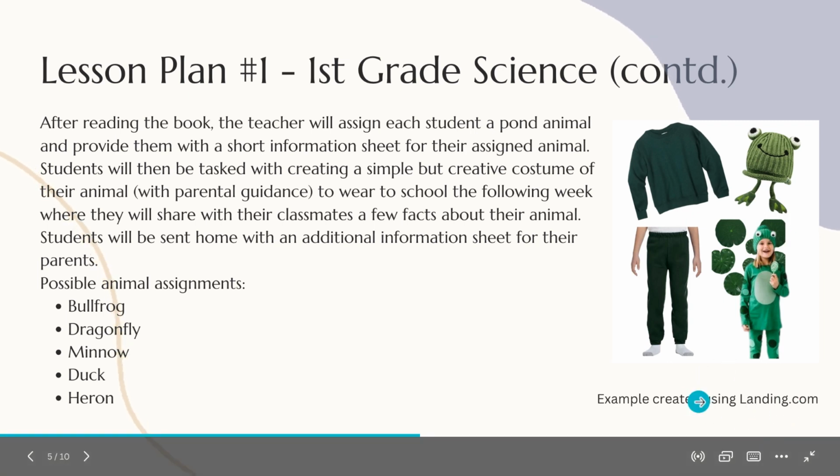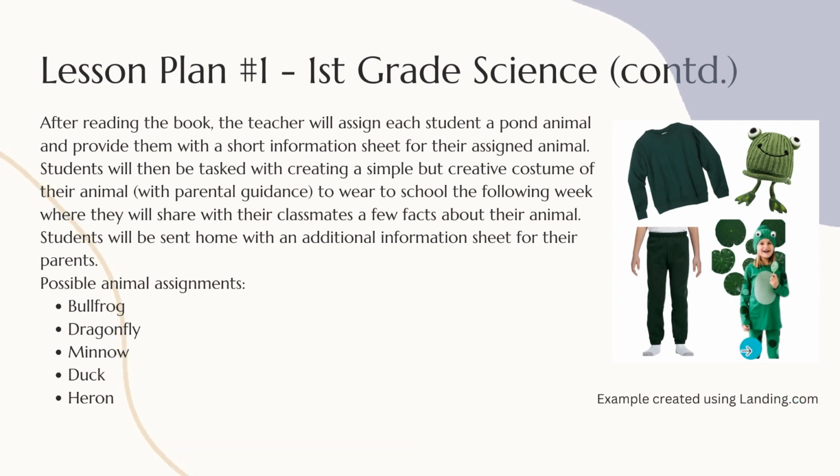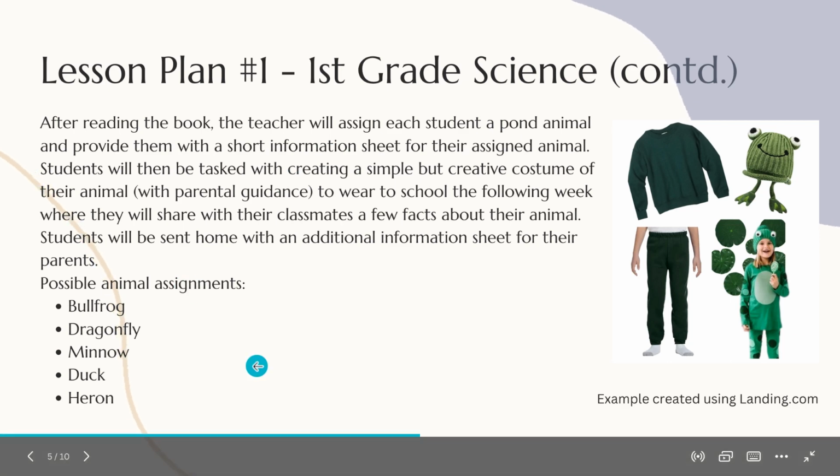So using the Landing collage creative website, I created this collage of a possible bullfrog costume that a child can make with their parents. And I decided to provide my students with a short information sheet because at first grade, they're not quite at the level to conduct their own research. So instead, I would want them to learn how to pull facts from a small paragraph by providing them with a small paragraph with information, and then I want them to pick two or three facts to present in their presentation to the class.